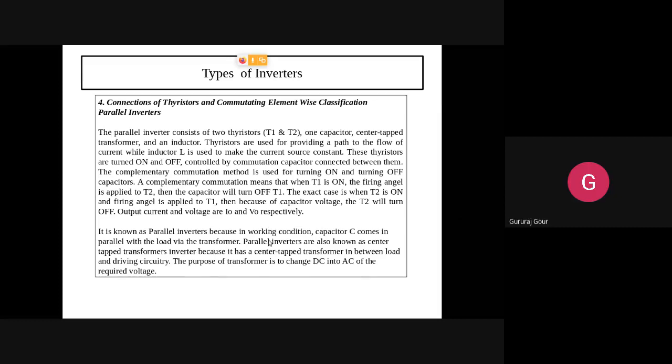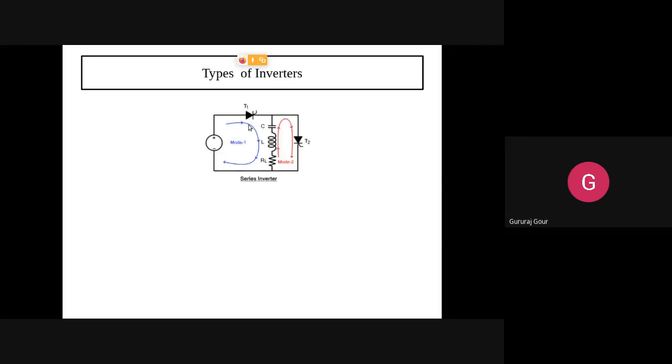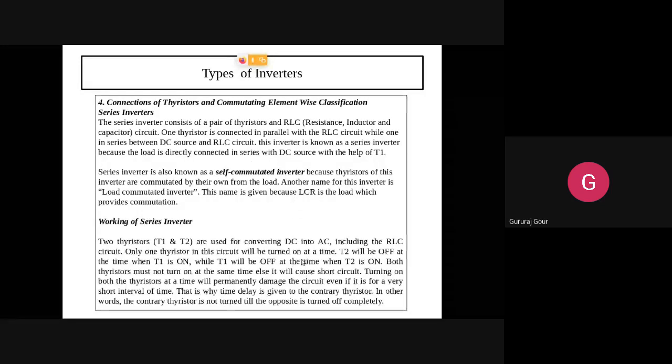Okay, now we can continue. Here you can see in mode 1 only T1 is coming into the picture and these active elements are going to store the energy. In mode 2 only T2 is operating and it discharges the energy stored in L and C. This is just for your knowledge purpose. I will be giving you the working of the series inverter.